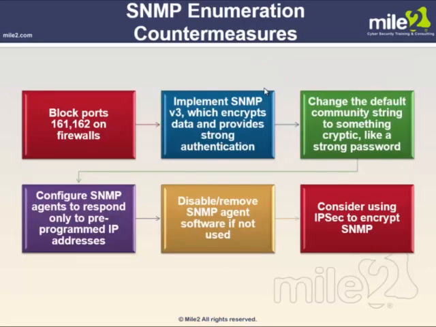So here the enumeration countermeasures: block 161 and 162 on your firewalls. Remember we said 161 was for SNMP and 162 was for SNMP trap. You can implement SNMP version 3, which encrypts data and provides strong authentication. Change the default community strings to something cryptic like a strong password. You want to configure SNMP agents to respond only to pre-programmed IP addresses, and then also disable or remove SNMP agent software if you're not using it at all. And also consider using IPsec to encrypt your SNMP traffic if you're still using version 1 or 2.